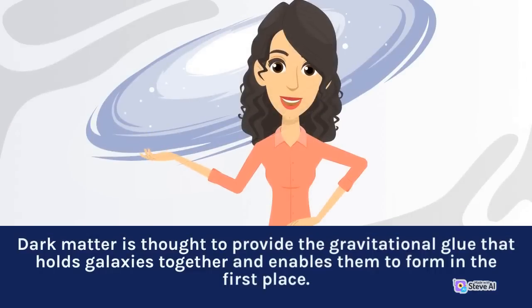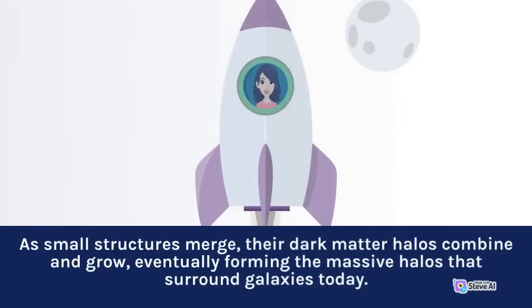Dark matter is thought to provide the gravitational glue that holds galaxies together and enables them to form in the first place. As small structures merge, their dark matter halos combine and grow, eventually forming the massive halos that surround galaxies today.